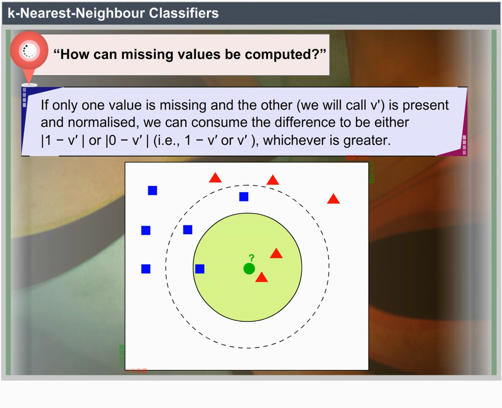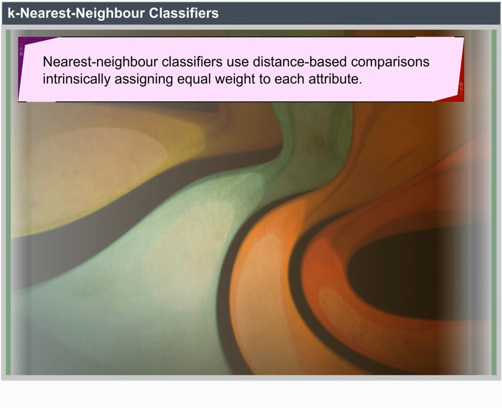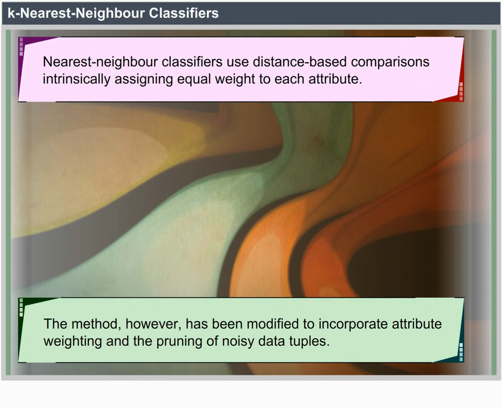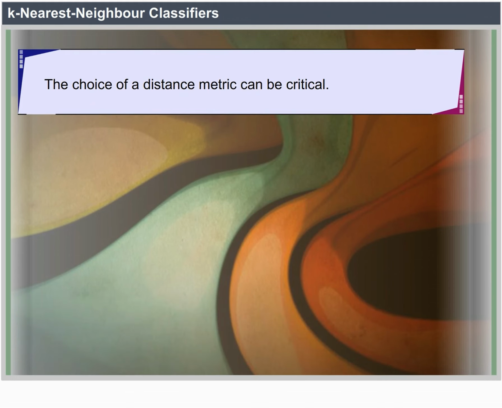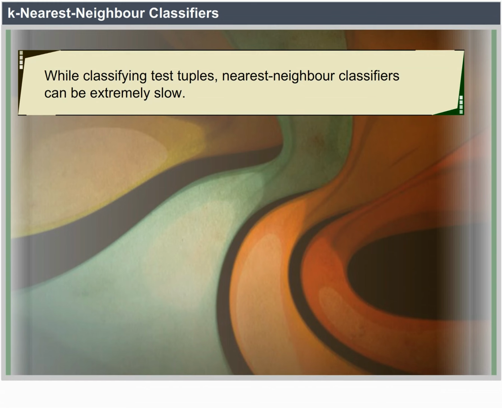Nearest neighbor classifiers use distance-based comparisons that intrinsically assign equal weight to each attribute. The method, however, has been modified to incorporate attribute weighting and pruning of noisy data tuples. The choice of a distance metric can be critical. The Manhattan distance or other distance measurements may also be used. Nearest neighbor classifiers can be extremely slow when classifying test tuples.